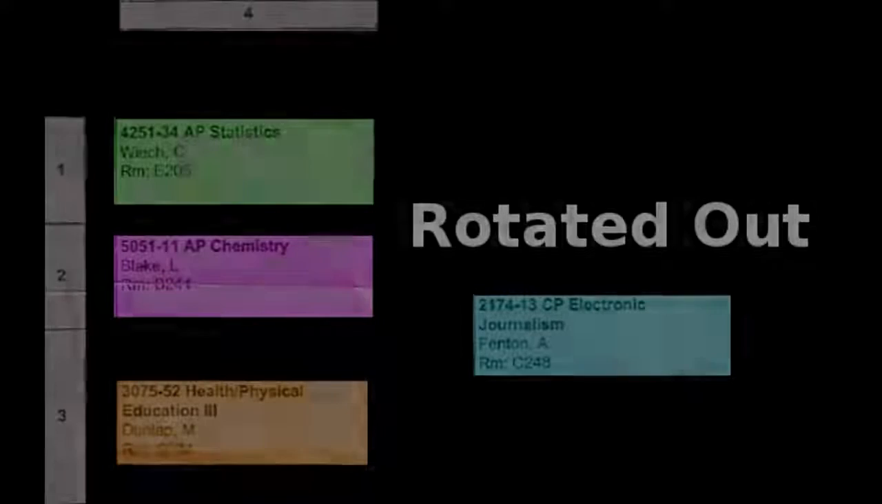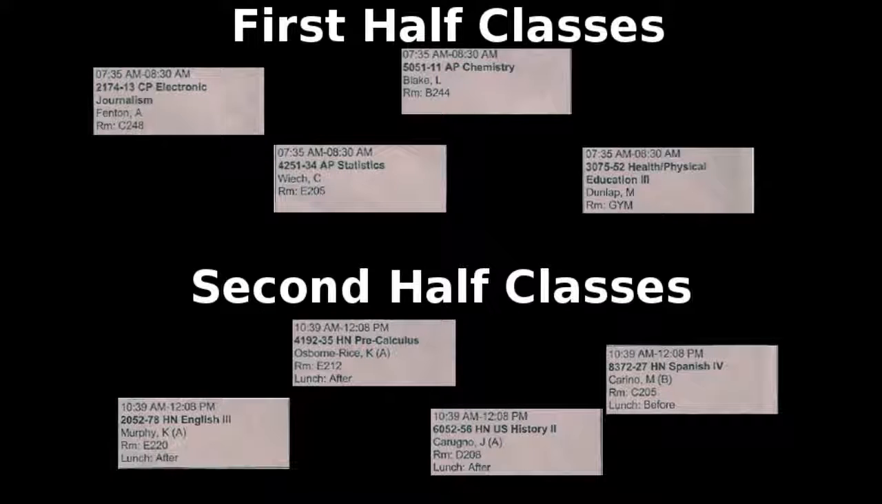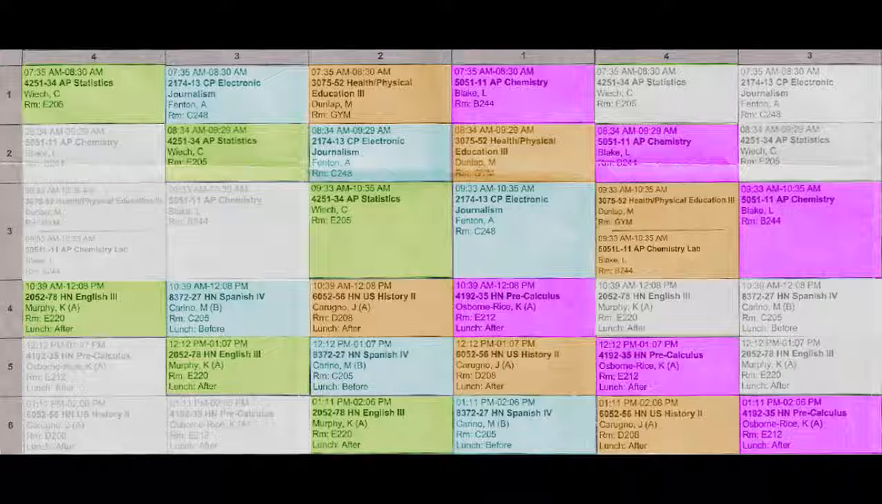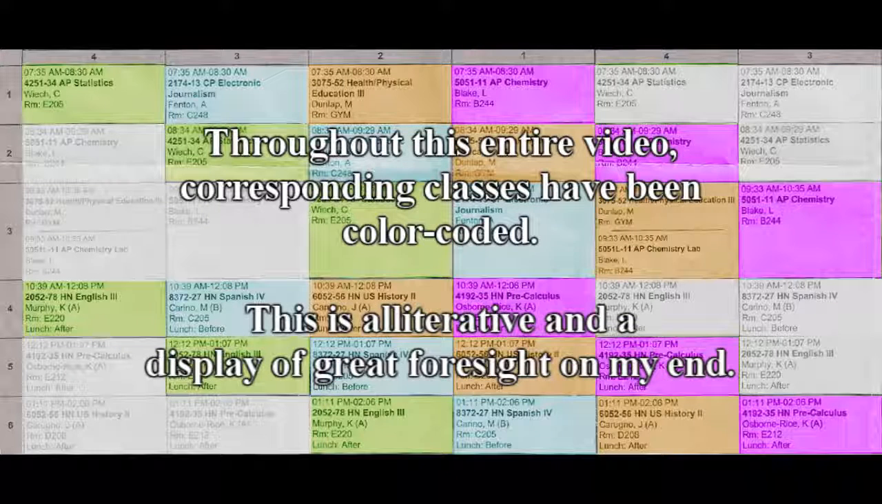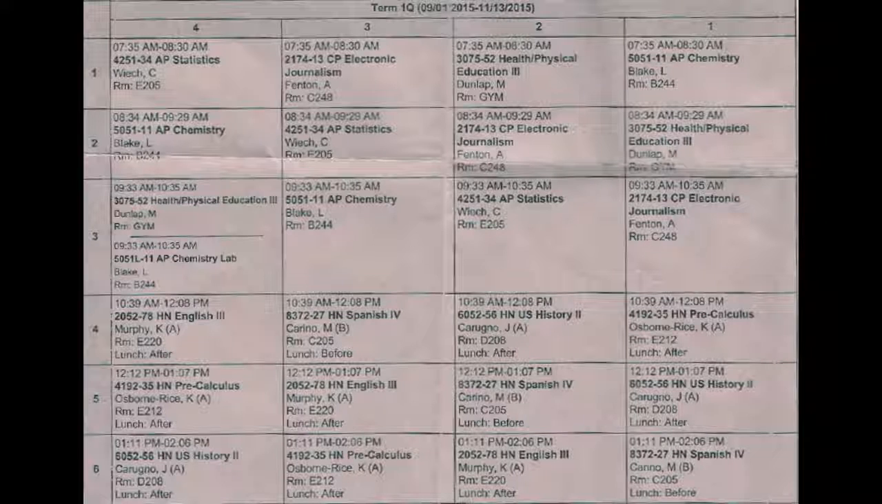You probably already figured out that you have 2 classes rotated out every day, one for each half. But did you know that the 2 classes that are rotated out on a given day actually correspond to each other? Every single day, those 2 classes will be in the same place in their respective halves. For instance, if my statistics and English classes correspond, and I have statistics in the middle of the first half, block 2, then I'll have English in the middle of the second half, block 5. The classes correspond this way all 4 days, and every class corresponds to one other class.